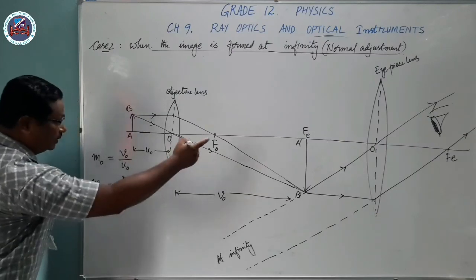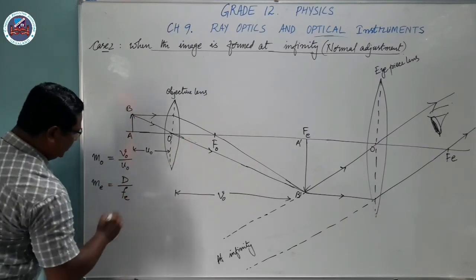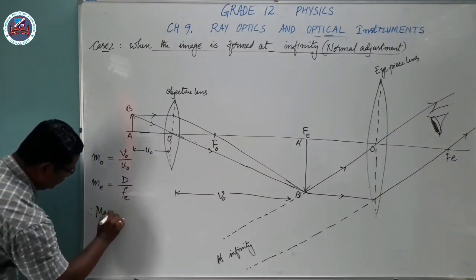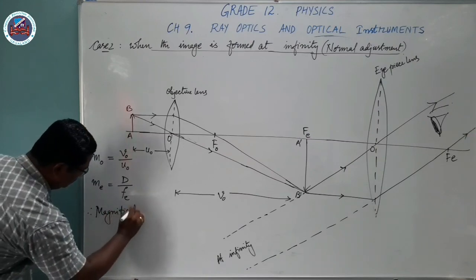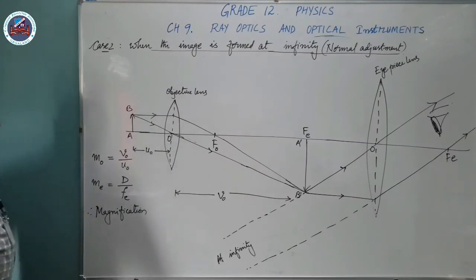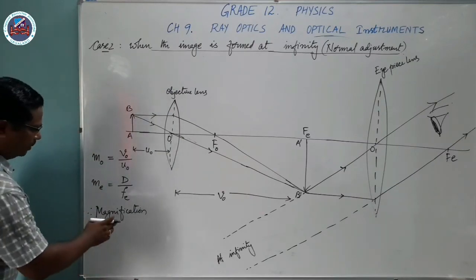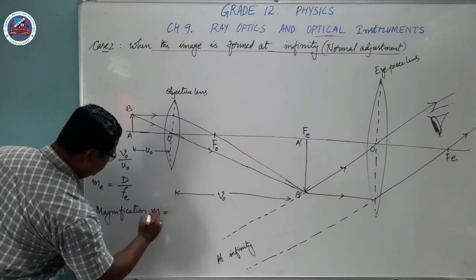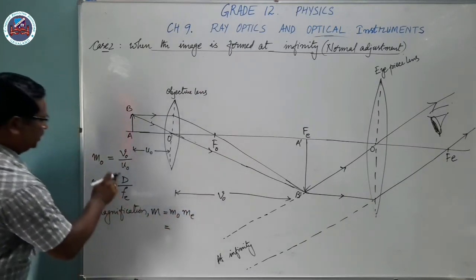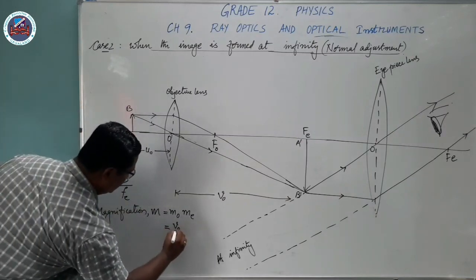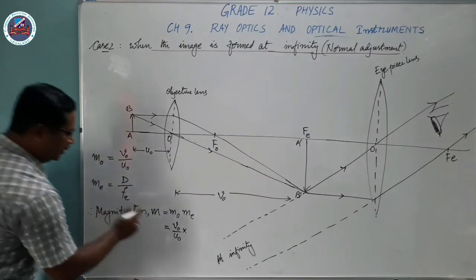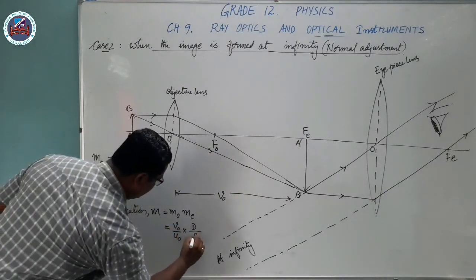Now the focal length of the eyepiece is FE we are writing. So the magnification produced by the compound microscope when the image is formed at infinity, that is your magnifying power or magnification M, is equal to MO into ME. MO is V0 by U0, into ME which is D by FE.